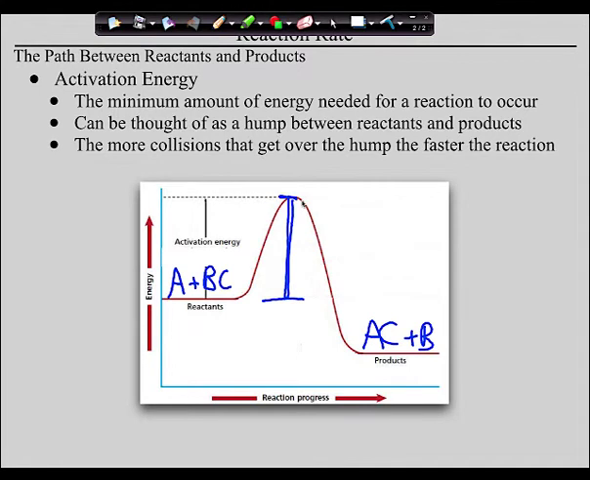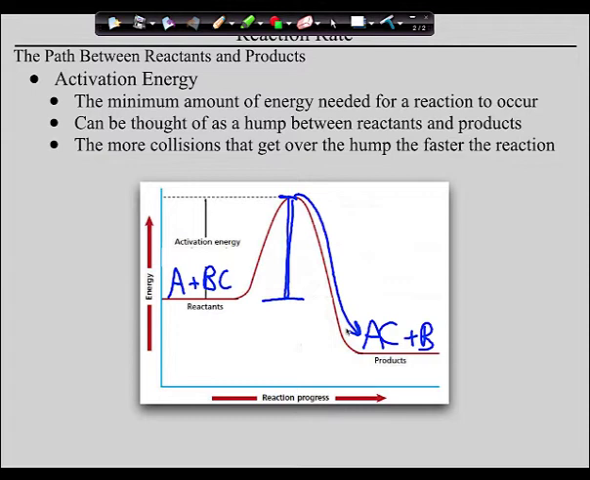And if BC gets hit hard enough that it breaks apart, then A can hook up with C and it just rolls down to products as B is given off. But guys, if A and BC don't hit that hard, then BC doesn't break apart and it's as if nothing even happened. You get the idea? Okay, and again, guys, that hump is called activation energy. So you good on the idea of collisions and activation energy?